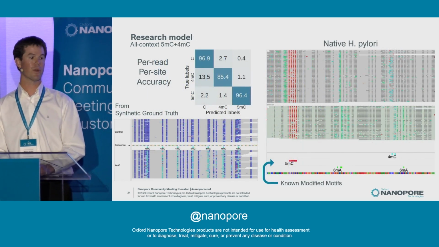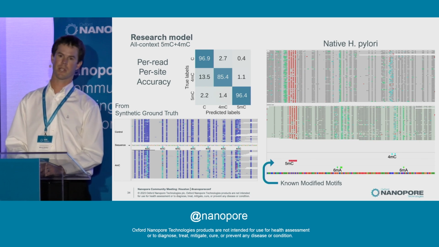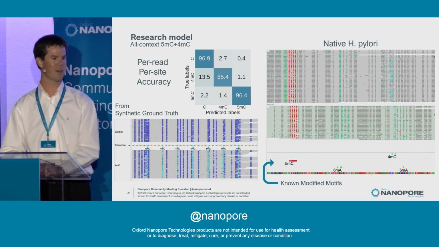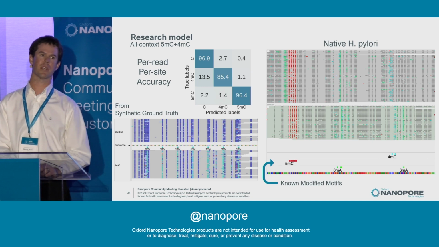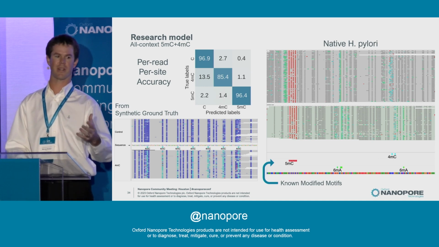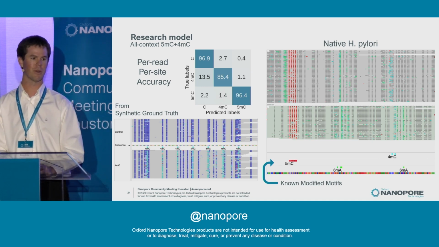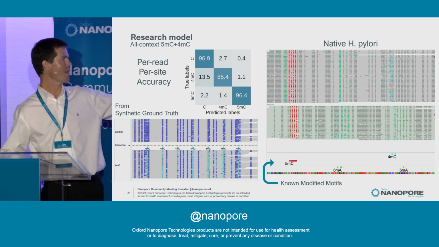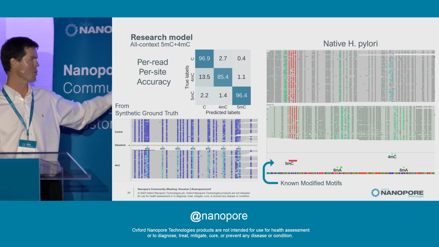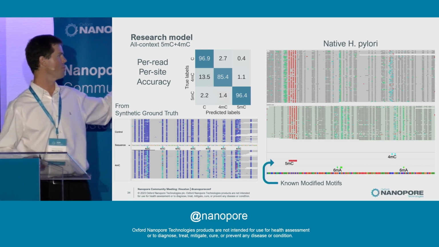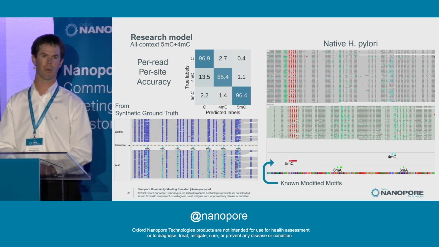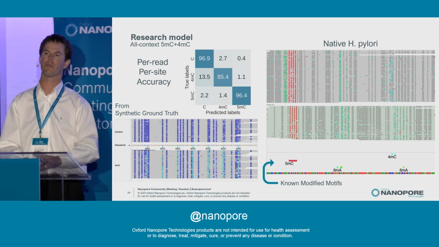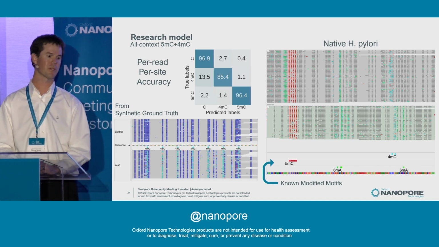All right, so the research model that we just released today, about an hour and a half ago, is a 4MC and 5MC model for the bacterial crowd. So this has been one that we've gotten a lot of requests for, a 4MC model. You can see here on the left, we have our per read per site accuracies. We're aiming to improve the per read per site accuracy of the 4MC, but we still believe that this is a very useful model for the community, and that there's a lot we can do with it.